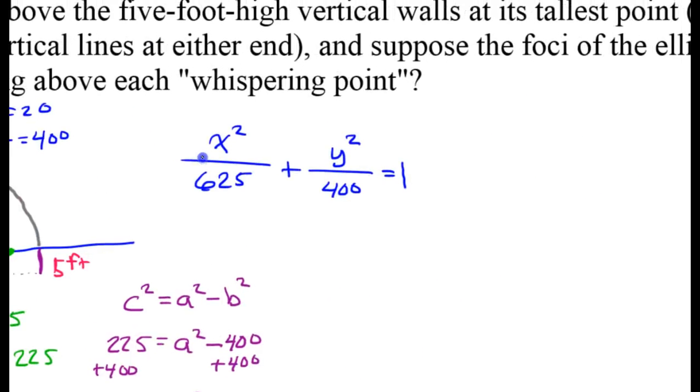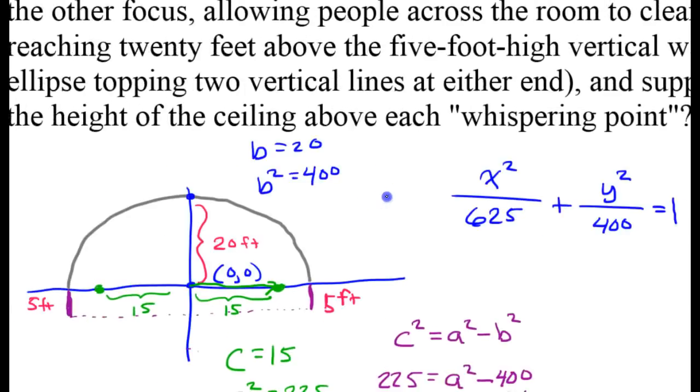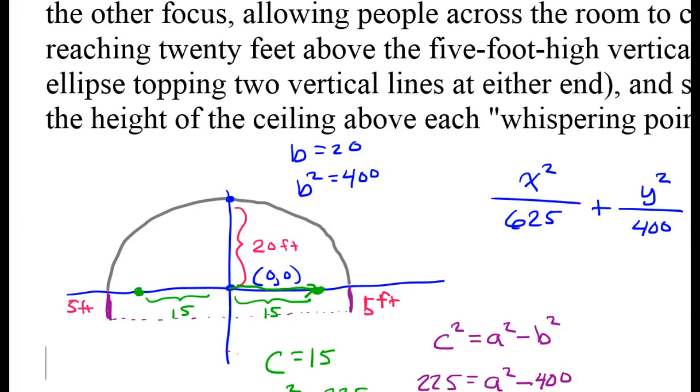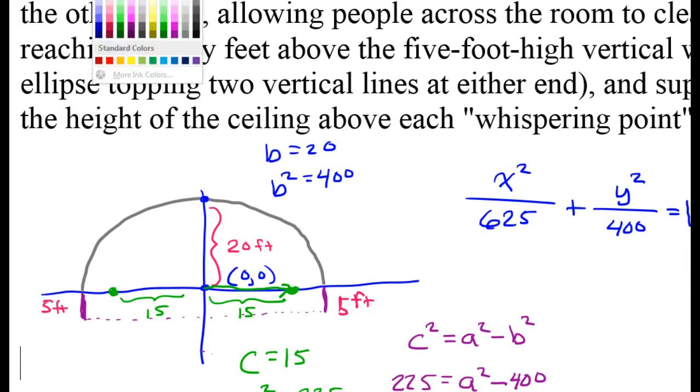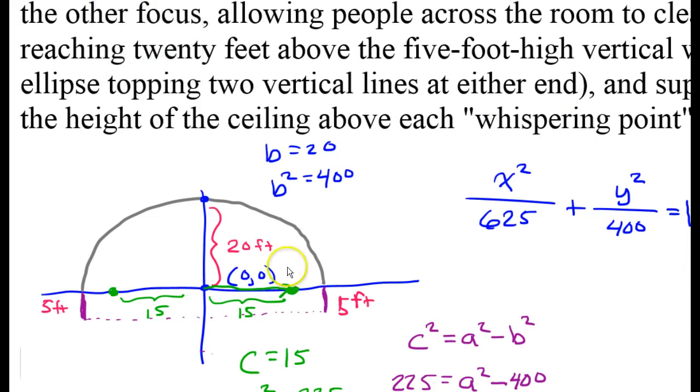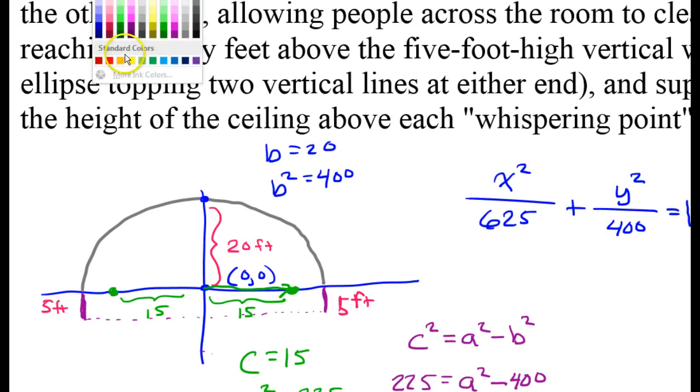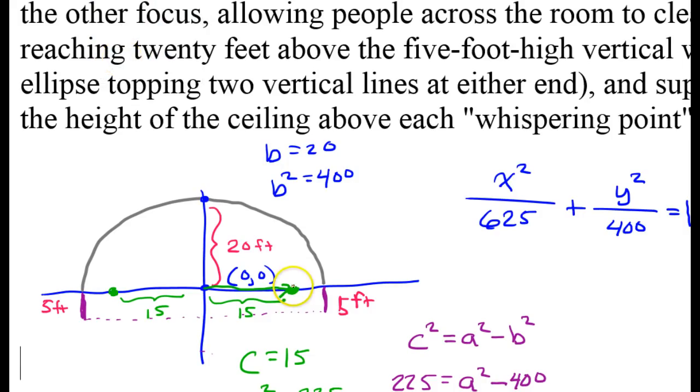So we have one last thing we have to do. We have to use this equation to find the height of the ceiling at a certain point. The question says, what is the height of the ceiling above each whispering point? Well, the whispering point is the focus. So they're asking us, what is the height of the ceiling right here? Okay, all right, they're asking us, what is this height?